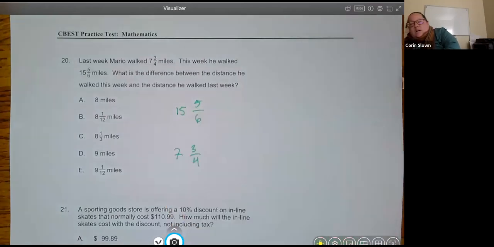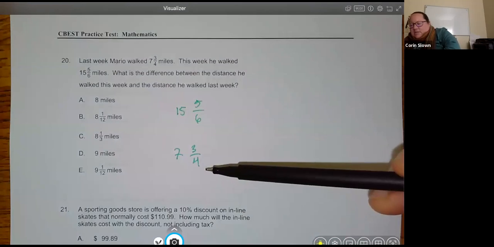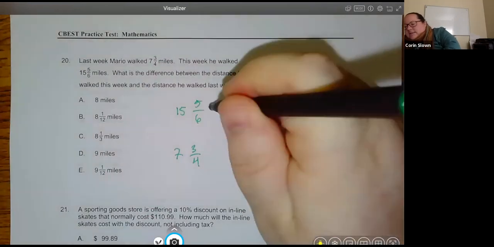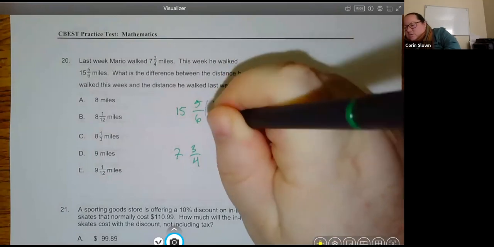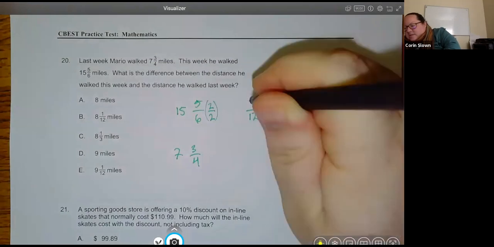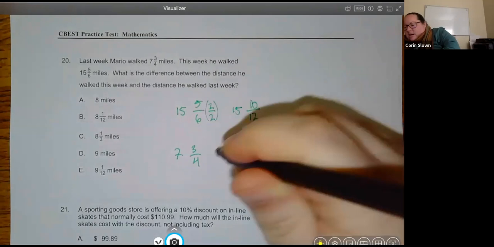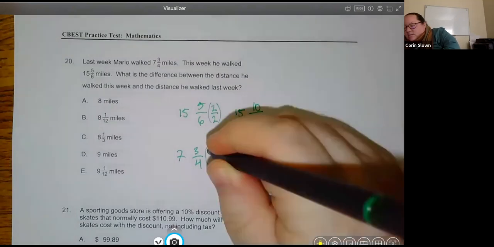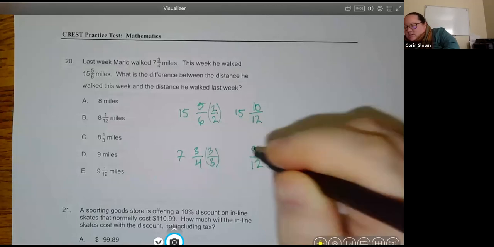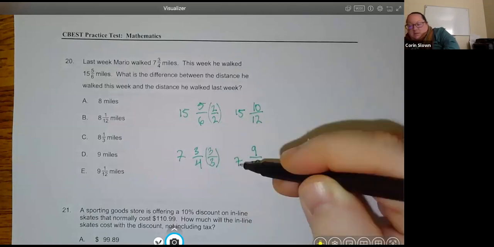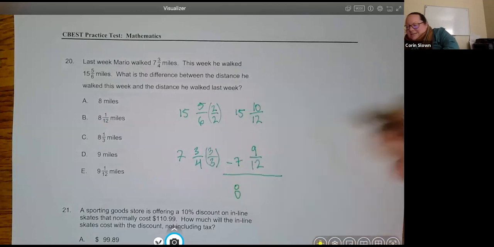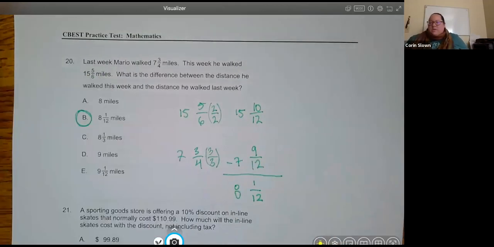So I need to find something that will allow me to compare the 2. Because 6 and 4 are not a common denominator, I need to find a common denominator. So I'm going to choose 12 because that's an easy one. So how do I go to 12ths? Well, in this case, I would need to multiply by 2 on the top and 2 on the bottom. So that would be 10 twelfths. So 15 and 10 twelfths. And then here, in order to get to twelfths, I would need to multiply by 3. So 9 twelfths. So 15 minus 7. Okay, so I have 8. And then 10 minus 9 is 1/12. So the answer is 8 and 1/12 miles.